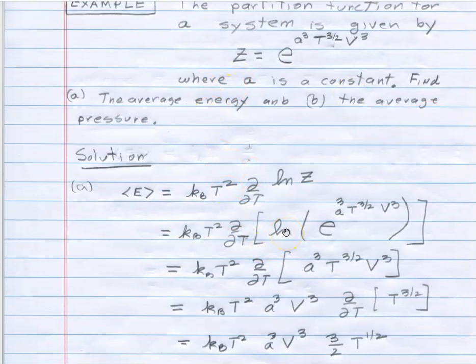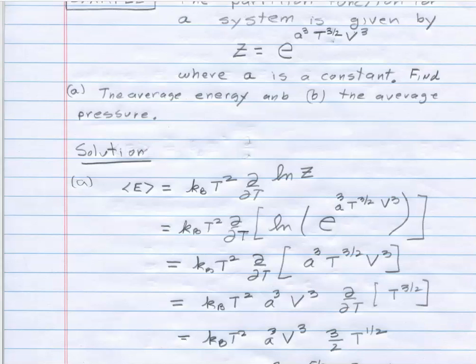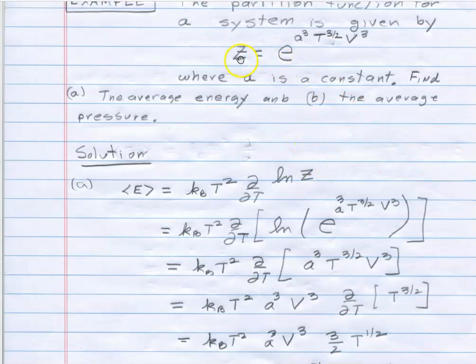We showed this in class, and it's also given in table 18.1 in your textbook. But the average energy is kB T squared partial of T with respect to the natural log of the partition function. Since we're given the partition function, then we just substitute this in here, and we have to calculate this partial derivative.